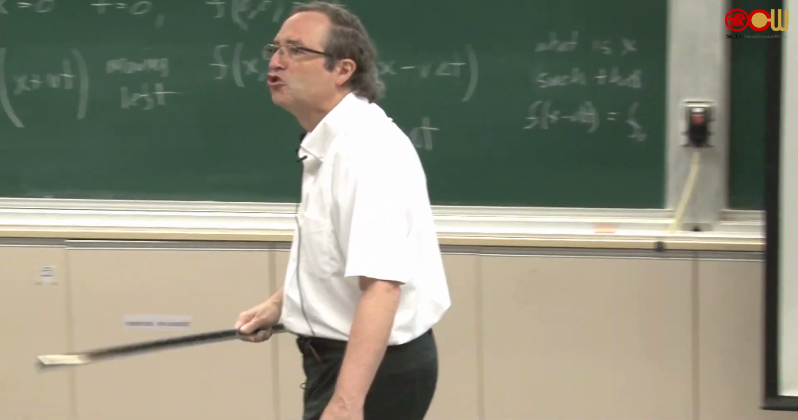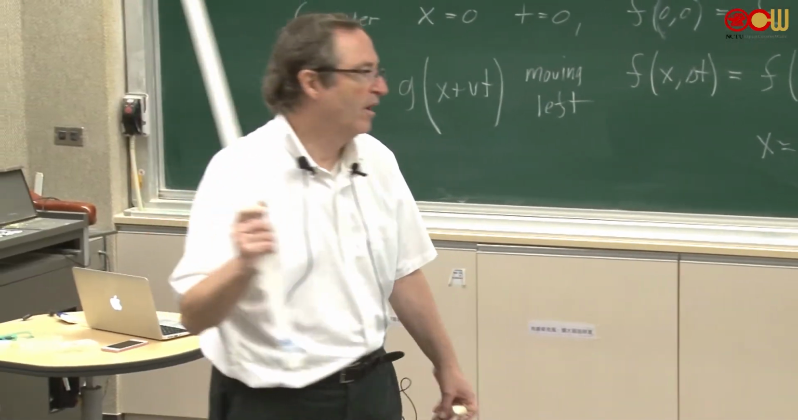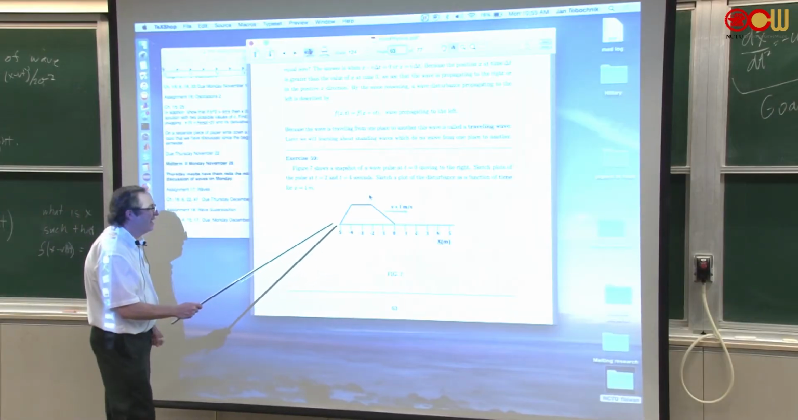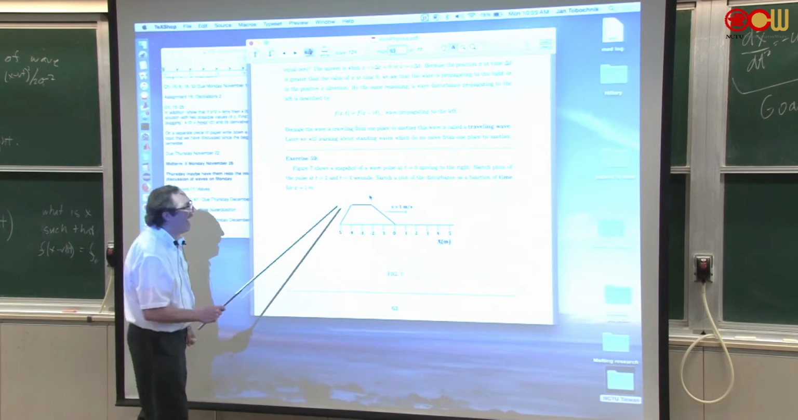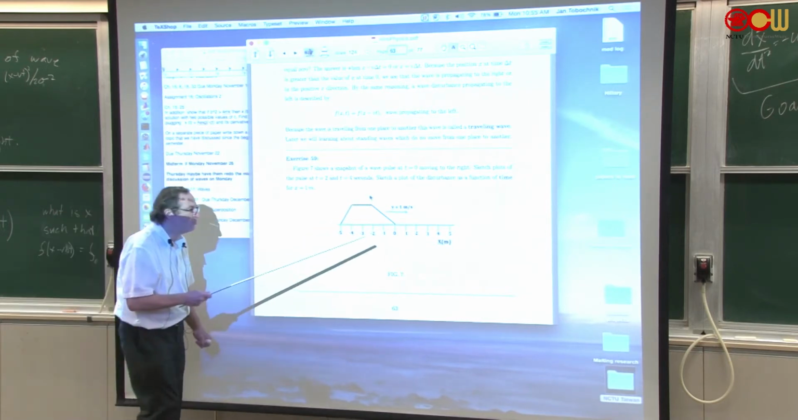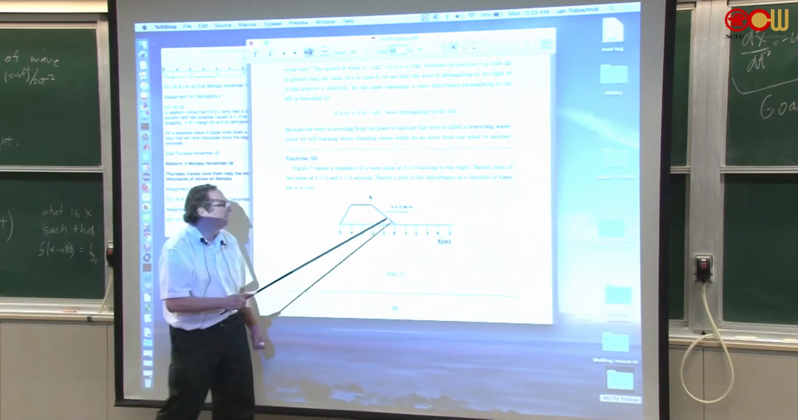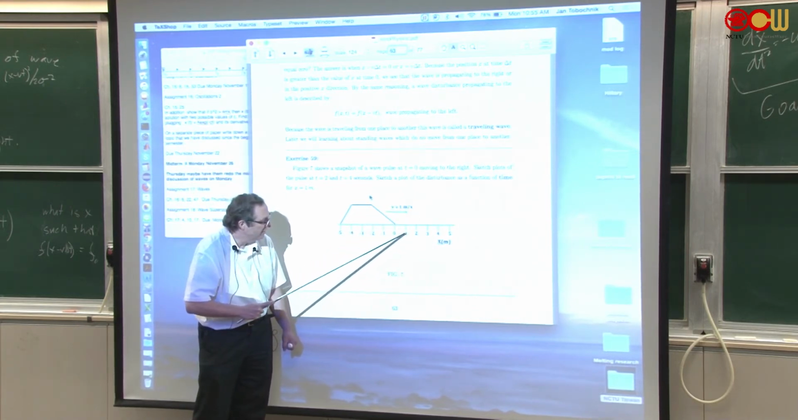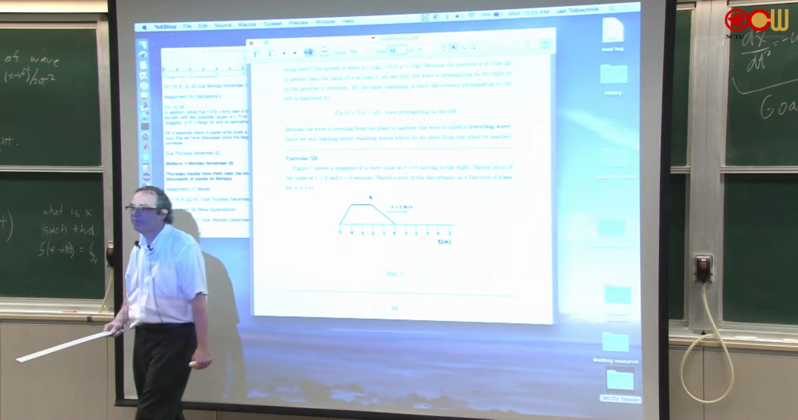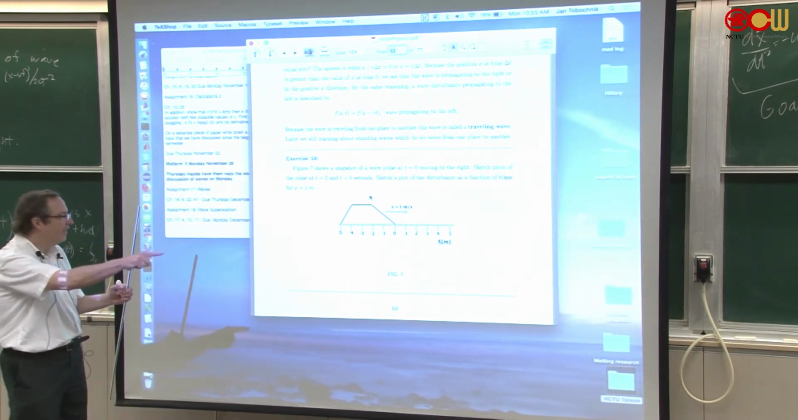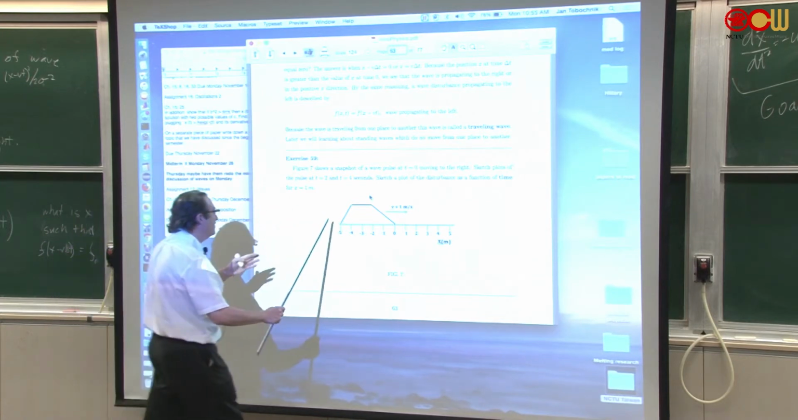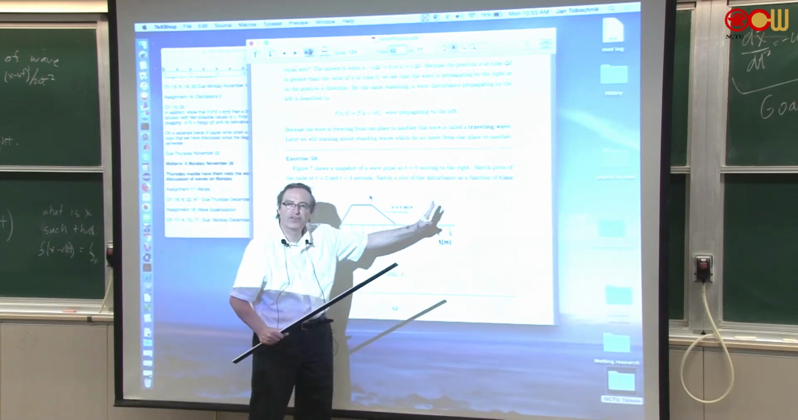S-O-U-R-C-E. Source of the wave. We're going to do this exercise. So here's what you have. Here's a wave at t equals 0. It's moving to the right. The velocity is 1 meter per second. Each of these things is a meter. So it's moving to the right. It has a velocity. So this shape is going to move to the right.